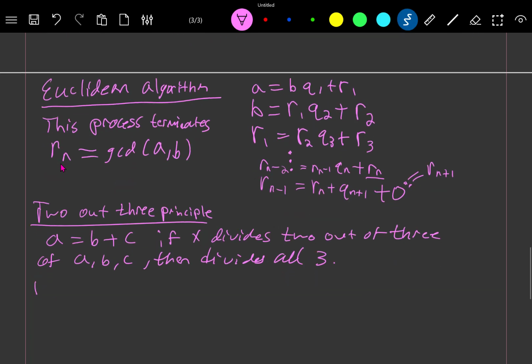And the proof of this is simple, because if x divides B and x divides C, you just factor out the x, and then you get that x divides A. And so I'll just state it. And if x divides A and x divides B or C, you move the B to the other side, factor out the x, and then you have x divides C.